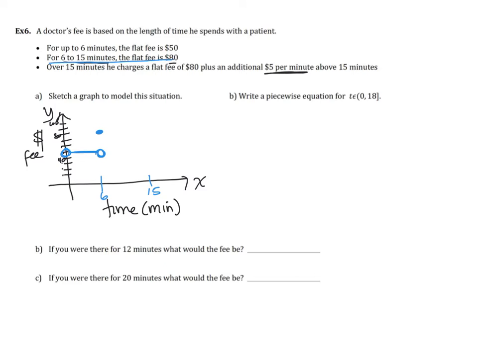From 6 to 15 minutes, it's $80. So from 6 to 15 minutes, I've got that fee of $80. After that, what happens? It says over 15 minutes, he charges a flat fee of $80. Okay, got it. We have to pay this $80 plus an additional $5 per minute. So that is going to be a slope, right, of $5 per minute. It's going to increase. Now have a little think about what that is going to look like.